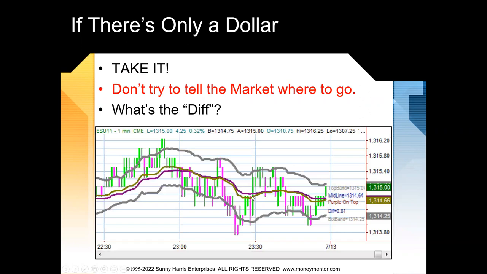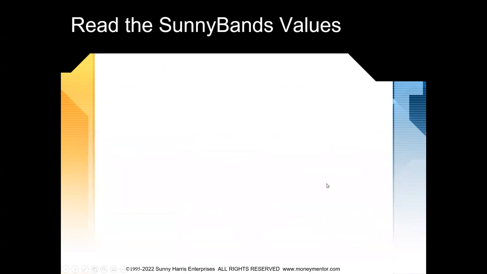Here we'll look at sunny bands again. And you can see right here, there's a little DIFF equals 0.81. That tells me that the difference between the upper band and the lower band is not quite a dollar. So you see it goes, it's a magenta candle right here and a green candle up there. So when it goes under and then back over again, I go long. When it's up to the sunny band, I take the profit. Right there, it's the diff.